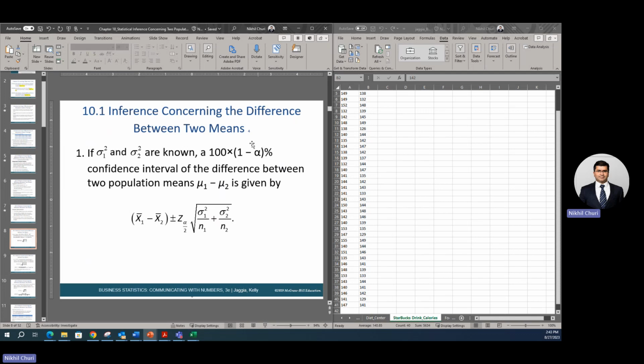I'll just take maybe 10-20 seconds and talk about this. I'm sure you guys still remember what alpha is, what the level of significance is. If not, do not worry. We'll be talking about it shortly. So in the first scenario, this is the formula you are supposed to use.